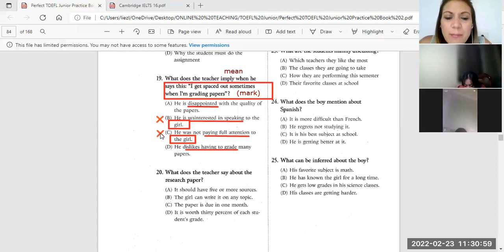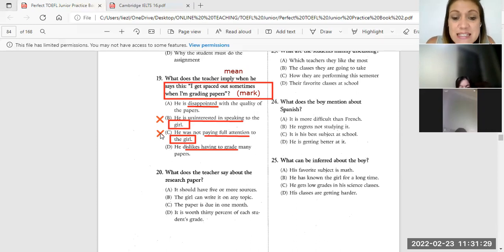He's saying when I'm grading papers. Papers are the students' papers, okay? It will help you when you look on the screen. You have to look at your options. Papers are the exam papers that the students are giving him. He's saying, I get spaced out sometimes when I have to mark the exam papers of my students. Now, it can either be A or D.